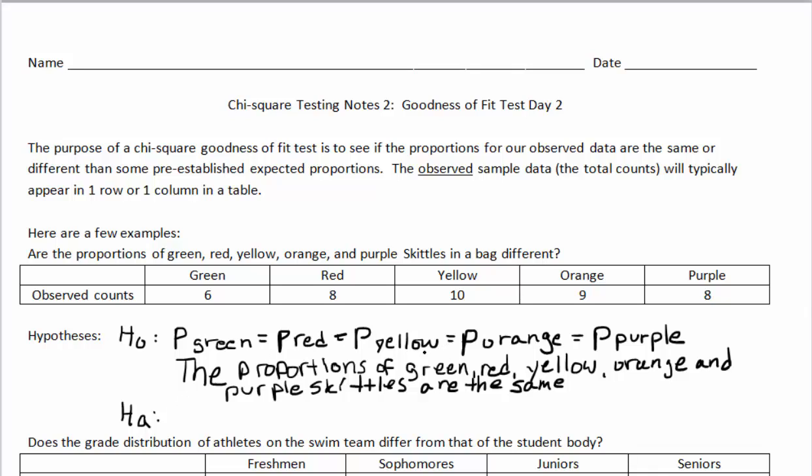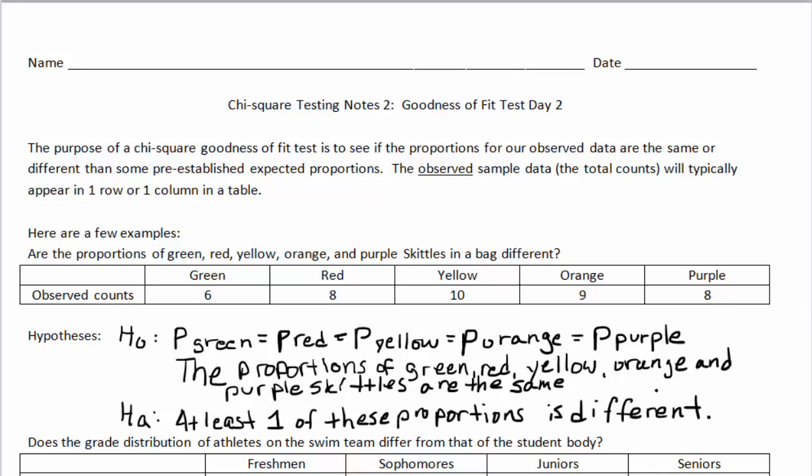Maybe some of the proportions are the same. Maybe green and red both come up 20%, but maybe some of the other ones don't. So what we're going to say is this: at least one of these proportions is different. And it is possible for exactly one of those proportions to be different. Maybe all these proportions are around 18%, so you have 4 colors that are each 18%, and then one ends up being closer to 30%. One of those is significantly different than the other 4.